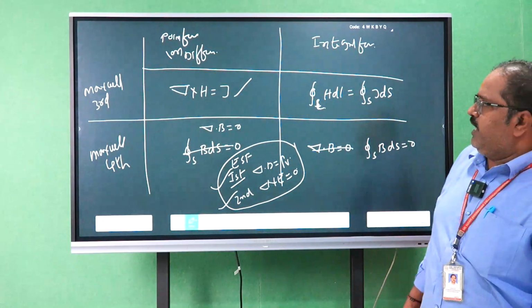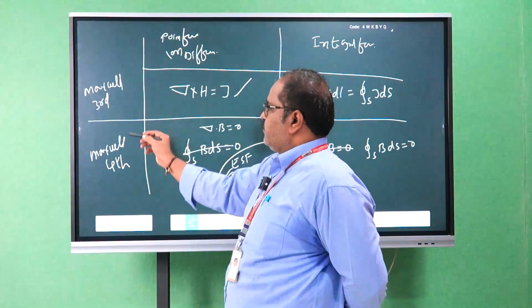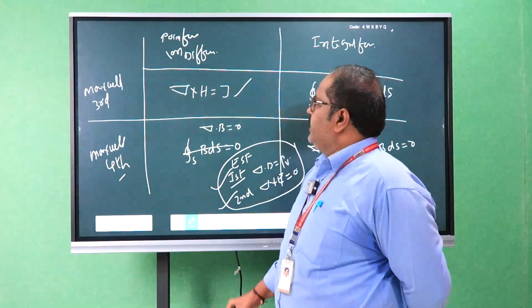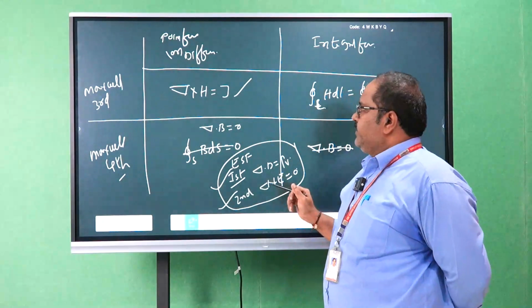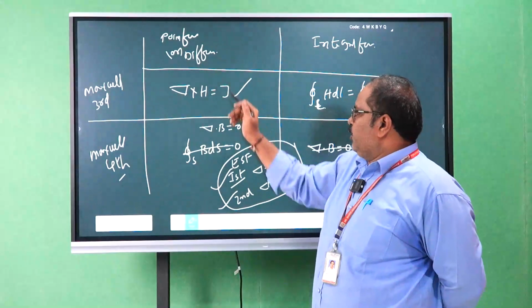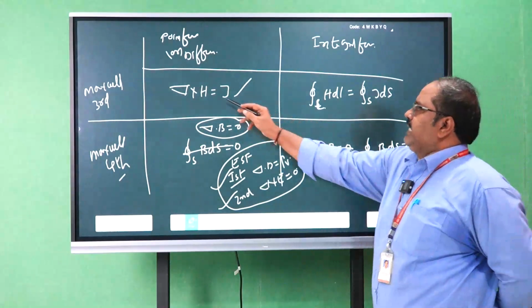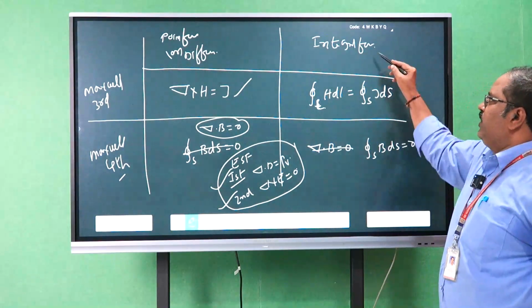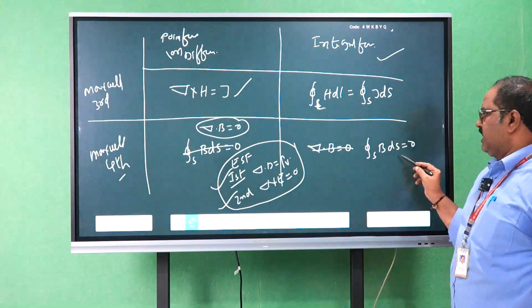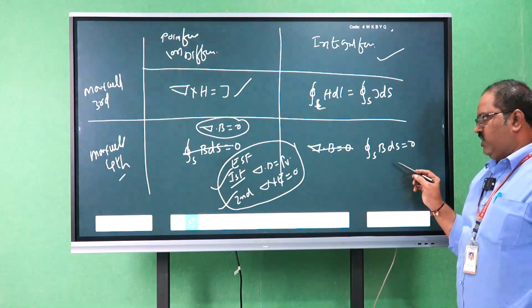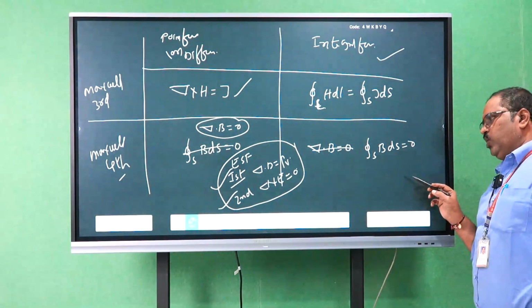What is the summary of the Maxwell equations in point form and integral form, Maxwell third equation and Maxwell fourth equation, in magnetostatic field? In point form or differential form, the Maxwell third equation is del cross H is equal to J, already proved. In Maxwell fourth equation, according to point form, del dot B is equal to 0, already proved. For integral form, the line integral of H dL is equal to the surface integral of J dS. In Maxwell fourth equation integral form, the surface integral of B dS is equal to 0. That is the conservation of magnetic flux density.